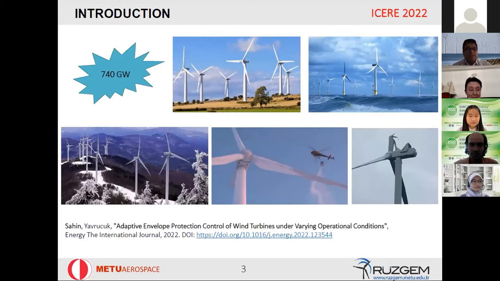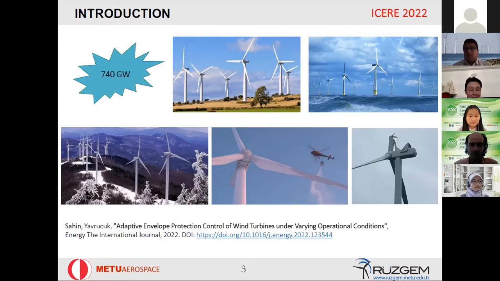Here, for instance, I have a recently published study titled Adaptive Envelope Protection Control of Wind Turbines Under Various Operational Conditions, such as icing. It is published in a high-impact journal, Energy, the international journal. And there I proposed an algorithm to deal with this issue.